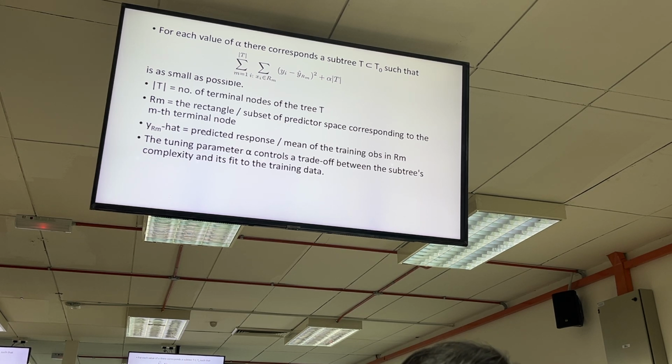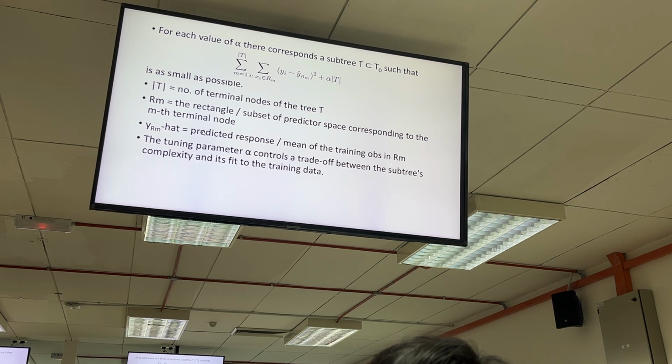And here, okay, the tuning parameter alpha controls the trade-off between the subtree's complexity and its fit to the training data. So the higher the alpha, the more complex of a tree it will be.